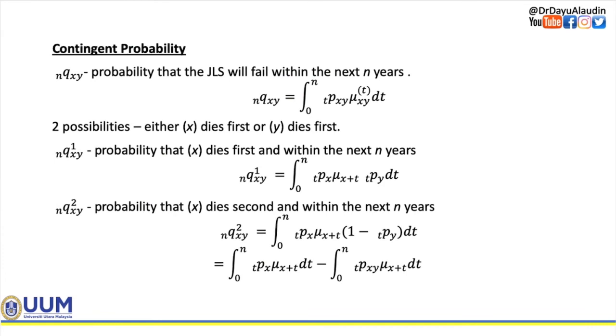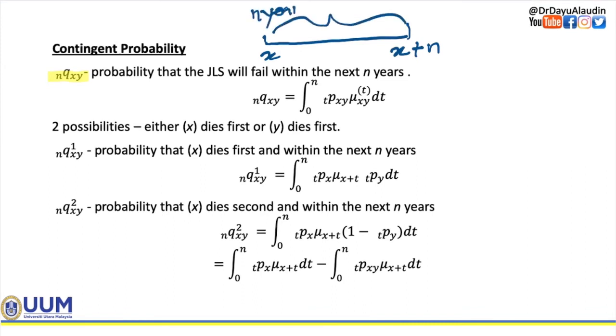Last section for chapter 1, contingent probability. First, we look at probability for JLS. NQXY represents the probability that the JLS will fail within the next n years. If we draw the timeline, X to n years, to get the probability of death, we have to integrate the PDF, which is TPXY mu XY T, from 0 to n.